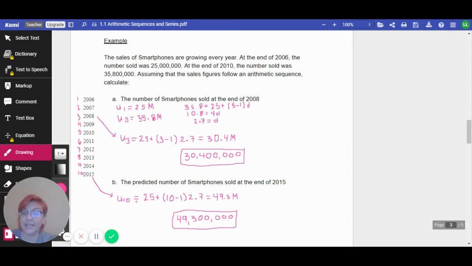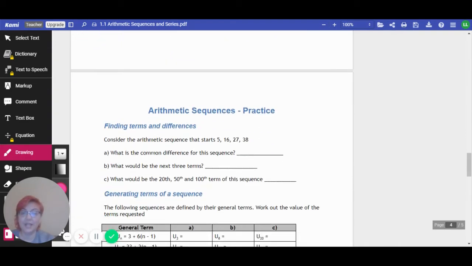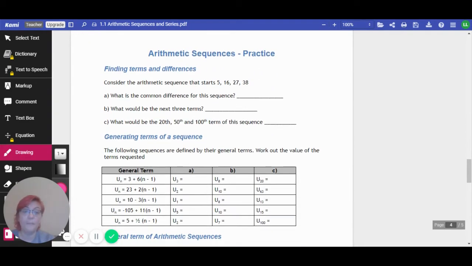And U10 is my first term, 25, plus n, 10, minus 1 times the common difference of 2.7. And you find that at the end of 2015, we should have sold 49.3 million, or 49,300,000 smartphones. All right, let's take a look at your practice.